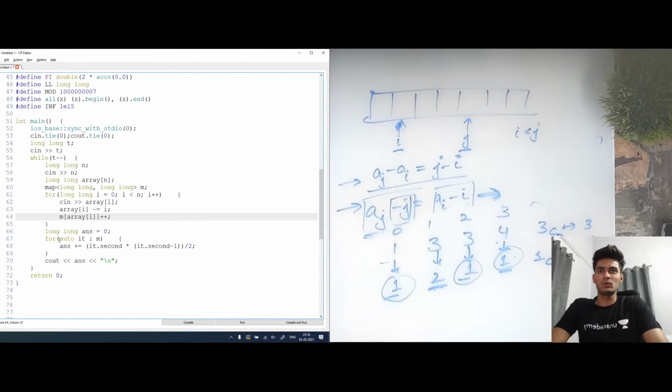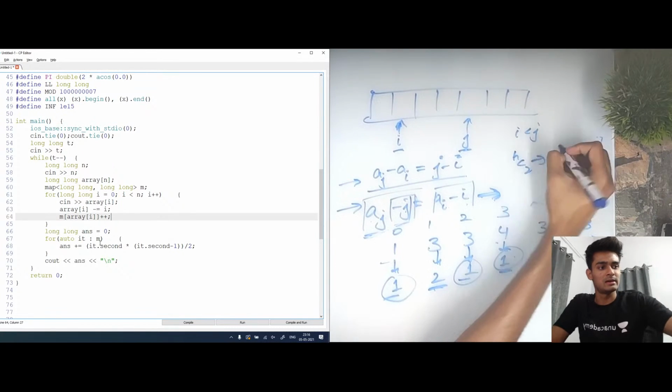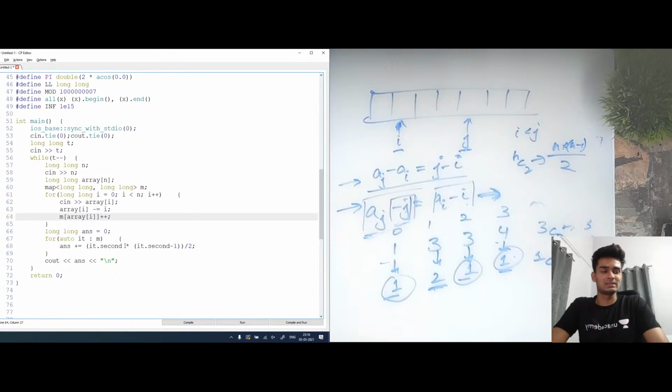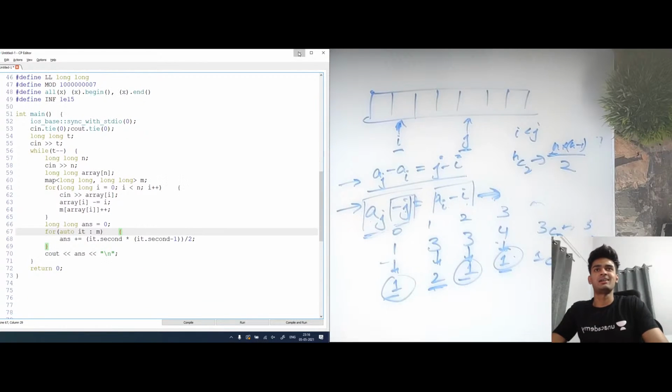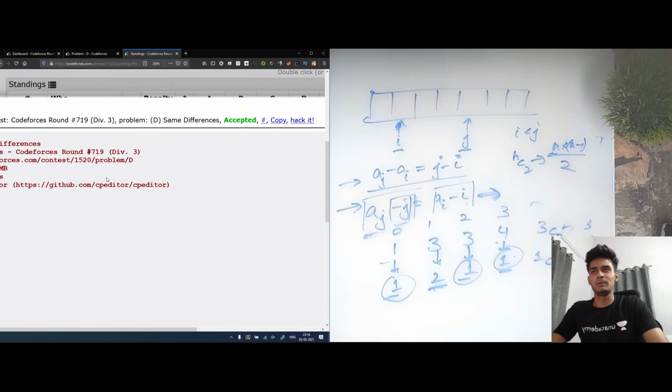And then after this, I have an answer equal to 0. And then for every value in the map, nc2 is nothing but n into n minus 1 by 2. So that is what I'm doing. it dot second is actually the count. So count into count minus 1, complete, divided by 2. I'm adding that into the answer and then I'm just printing the answer. So I hope this problem is also clear to everybody. This was a very standard problem. So for the people who didn't know this, this is something good to learn.